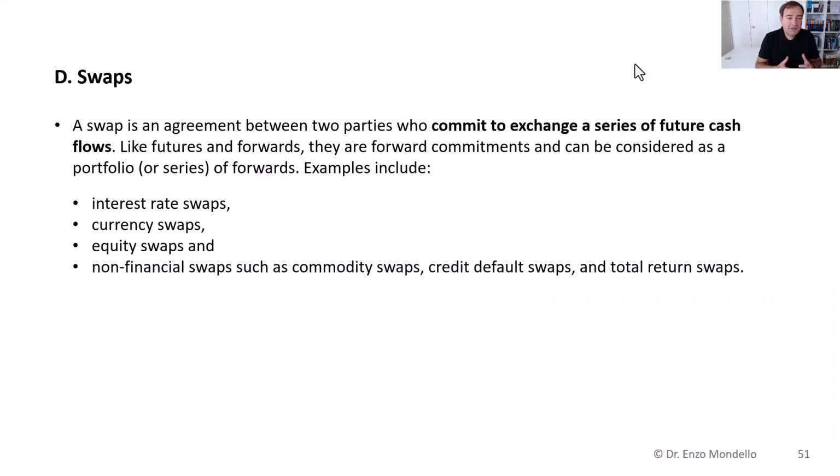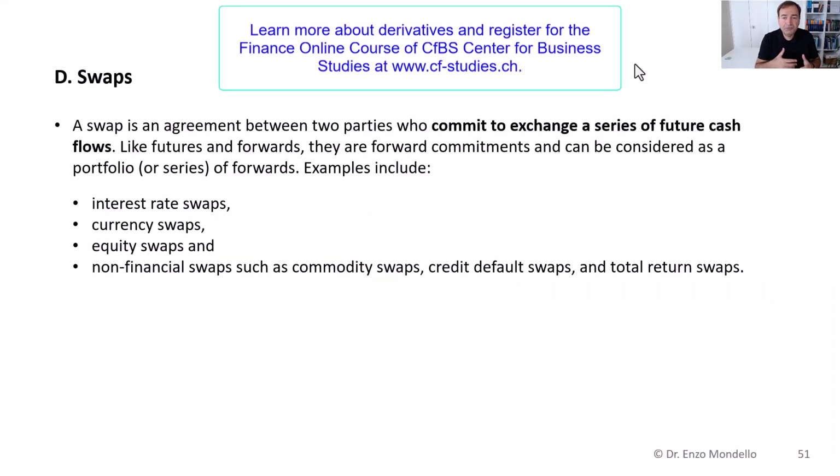In this class, we are discussing swaps. Swaps are forward commitments like futures and forwards. A swap is an agreement between two parties who commit to exchange a series of future cash flows. Examples of swaps include interest rate swaps. In an interest rate swap, there is no exchange of notional principal.